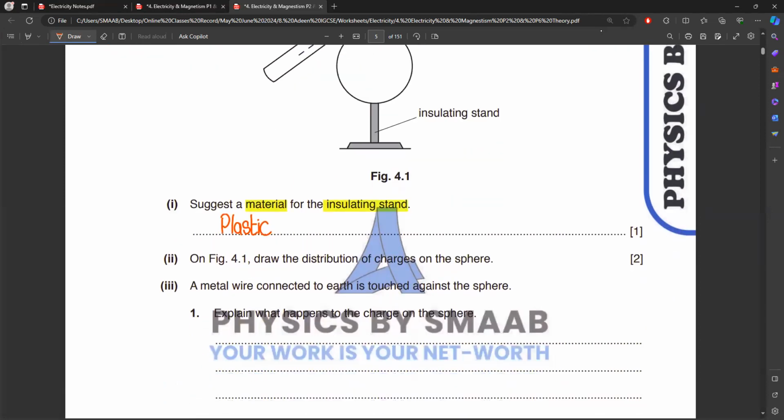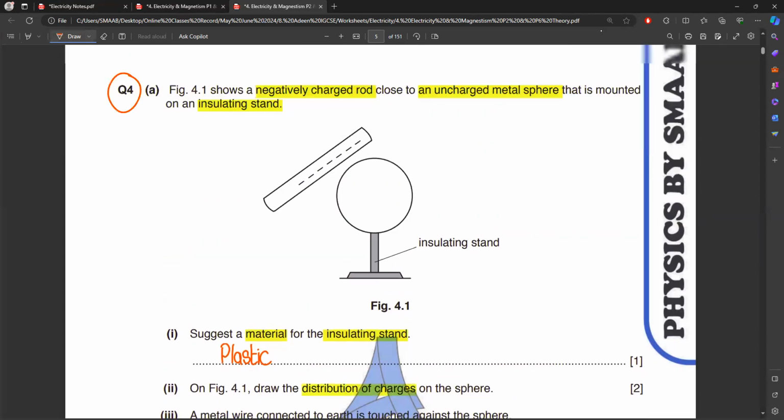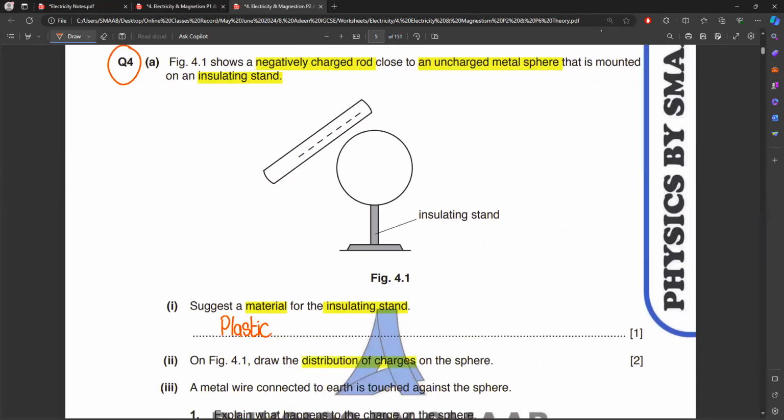So on figure 4.1, draw the distribution of the charges on the sphere. So what will be the distribution of the charges? Positive on one side and negative on the other side.